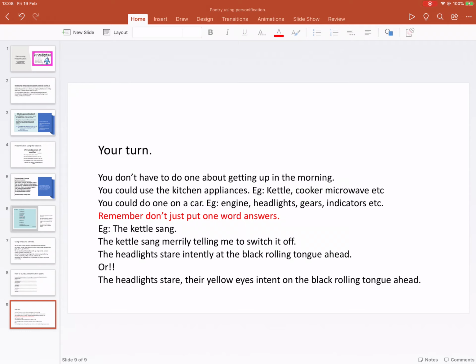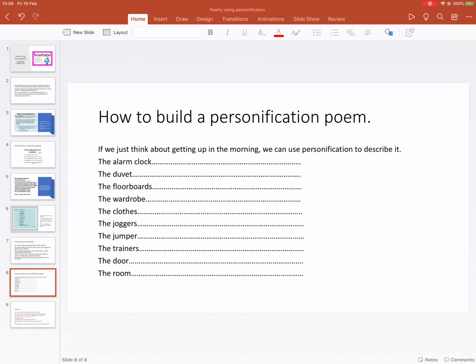So the kettle sang merrily, tell me to switch it off. And for the car one, you could put the headlights stare intently at the black rolling tongue ahead. Or you could even extend that one and say the headlights stare their yellow eyes intent on the black rolling tongue ahead. So there's loads of opportunity. There's loads of things you could do it on. You could do it on the playground at the park. There's loads you could do it about. Pick a theme though, because it's better.